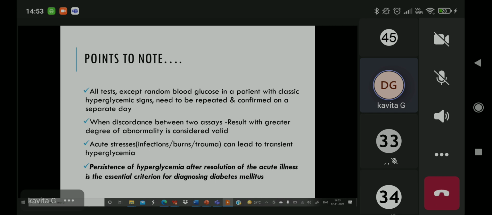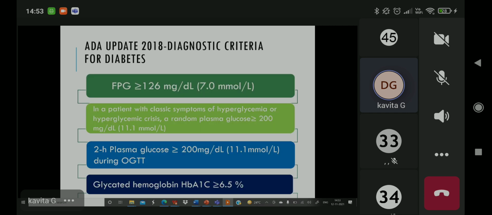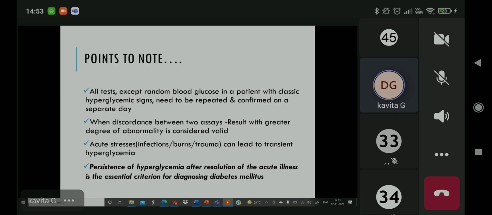Now, sometimes what happens is, let's go back. Sometimes you have got 132, but your HbA1c is not elevated. What are you going to do? Which one is valid? You'd still consider any one of the two abnormal tests to be valid. And in the case both are abnormal, what you are going to consider, for management purposes, is which test is more abnormal. So the result with the greater degree of abnormality is considered valid.